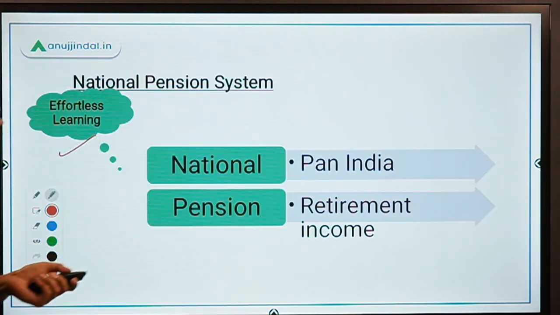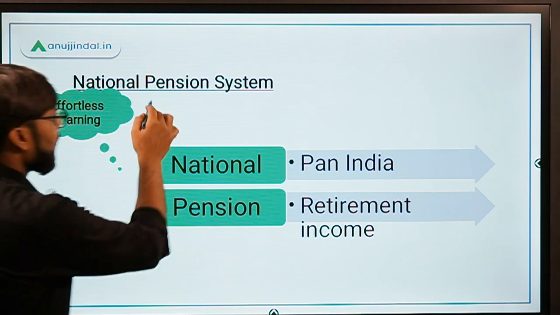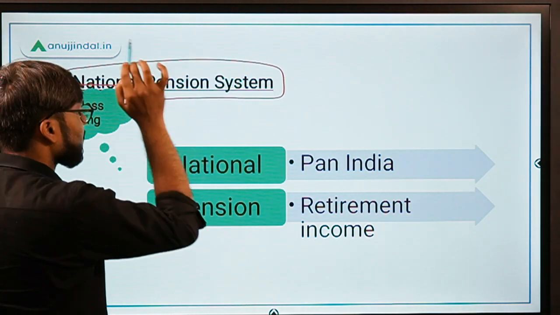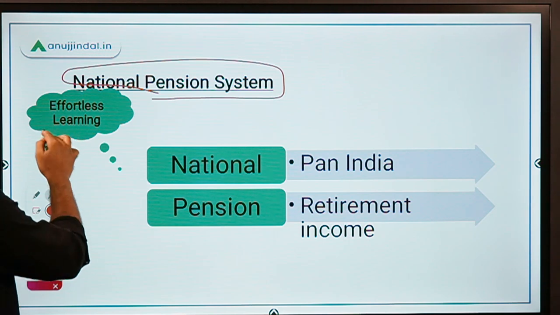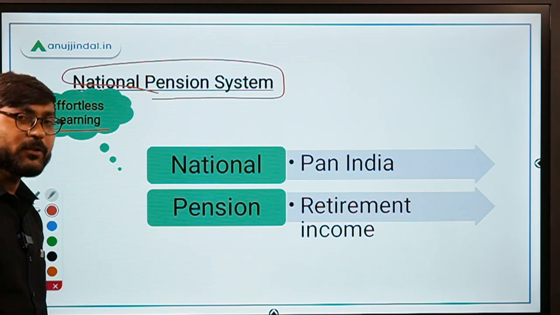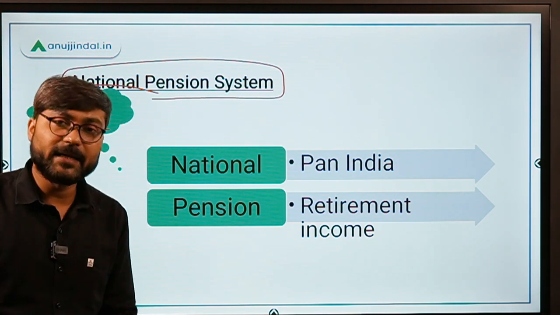Okay, and now let's start with the session and try to simplify the objective of the scheme. First of all, we are doing those things that you can do effortlessly, so that you do not have to read it once again.